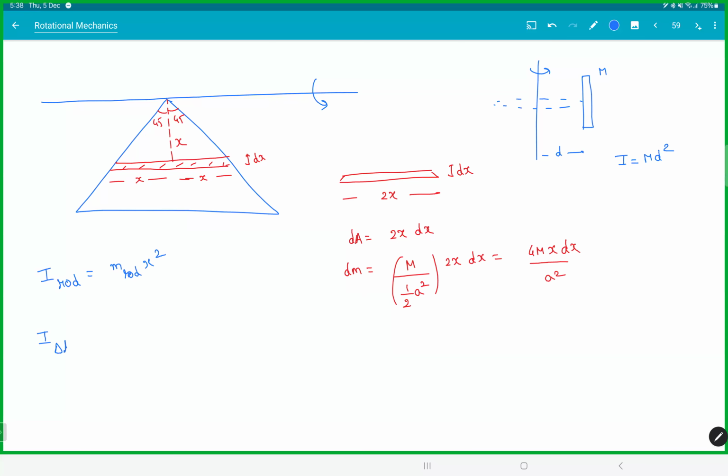So I of the triangle will be the integral over all these rods: 4m x dx by a square into x square. Limits will go from where to where? Remember, x is the perpendicular distance, so this was x equal to 0. If you go straight here, this x will be a by root 2. It's not a, so be careful with the limit. It's a by root 2 because that is the height, isn't it? This is a, and this is a cos 45.